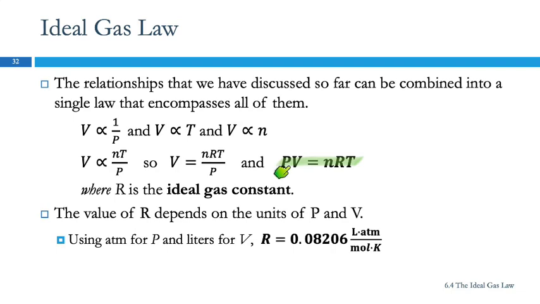So here we've got pressure times volume is equal to the moles of gas times a constant R times the temperature in kelvins. And R is called the ideal gas constant, and we will most frequently use R as 0.08206, and these units are kind of funky, liter atmospheres per mole Kelvin. These are the units that are needed in the other variables. So the volume needs to be in liters, the pressure in atmospheres, amount in moles, and temperature in kelvins. That's the ideal gas constant.